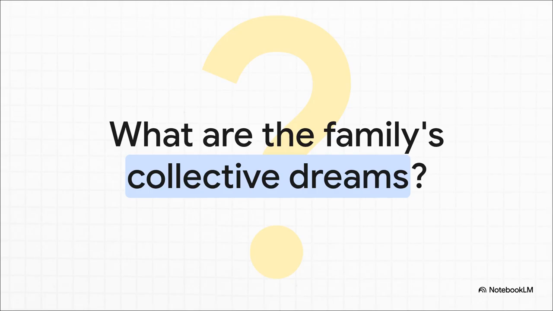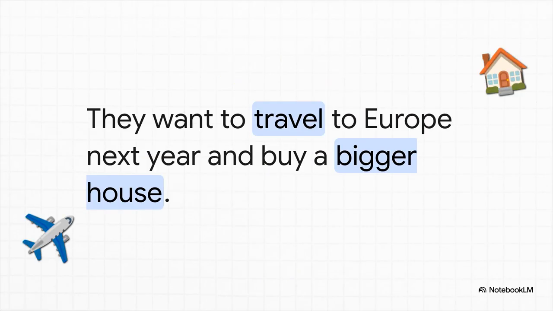But the story doesn't just split off into individual paths. What about the dreams they still share as a single unit? What do they still want to achieve together? This is awesome. This is the future plot of their shared story. They have goals that require them to work as a team, a big adventure like traveling to Europe, and a practical dream like buying a bigger house. It shows they're still actively writing their story, together.